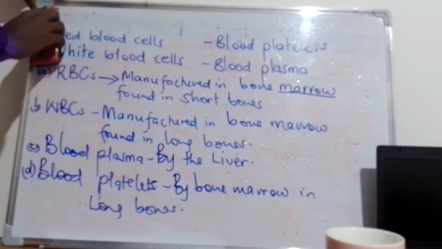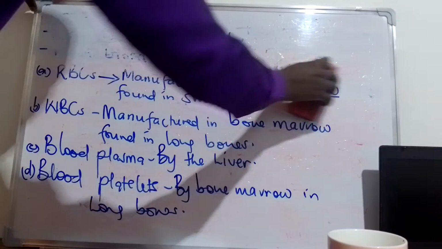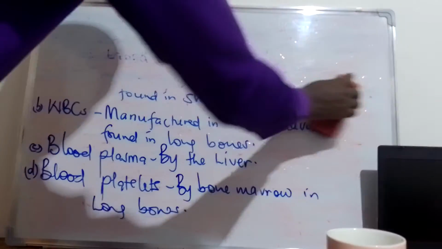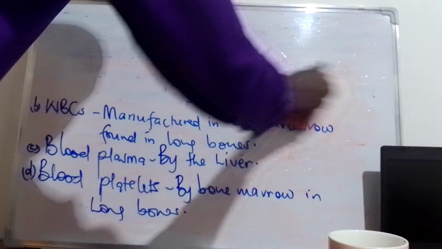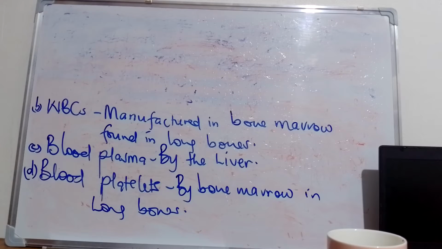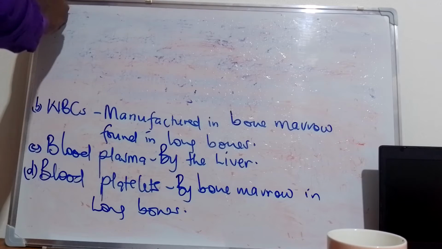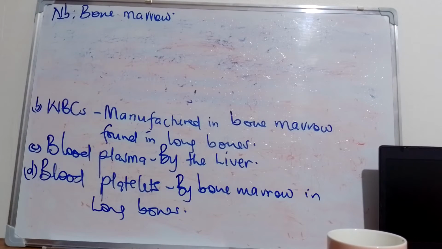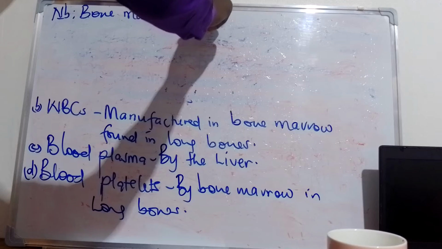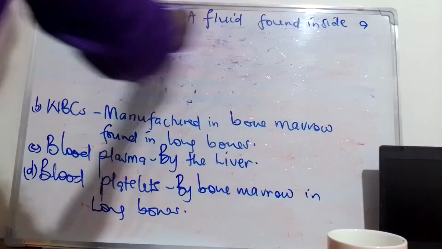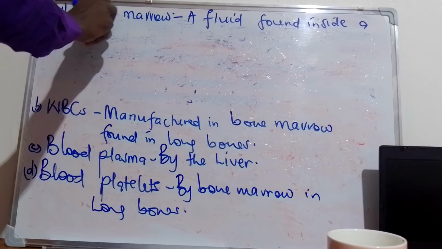Some of you may not know what long bones are, where they are found and such. Let us have examples of long bones and examples of short bones so you can easily distinguish where exactly these blood components are manufactured. Let's begin with red blood cells that we said are formed in the bone marrow found in the short bones. Bone marrow is nothing other than a fluid found inside a given bone.